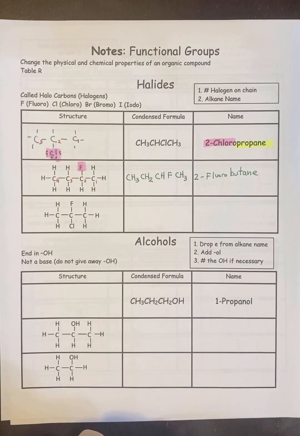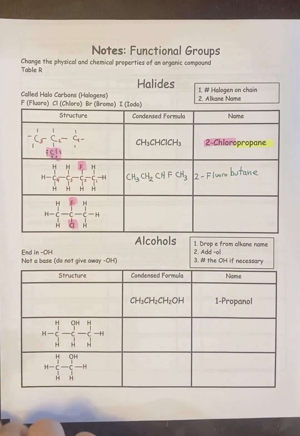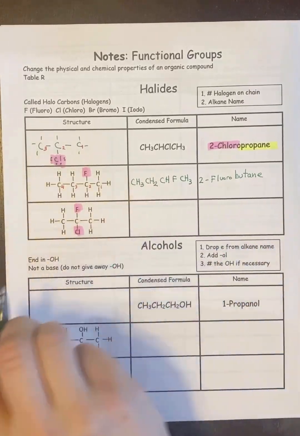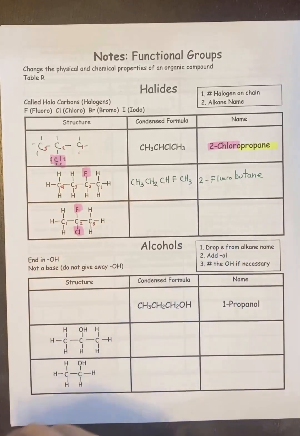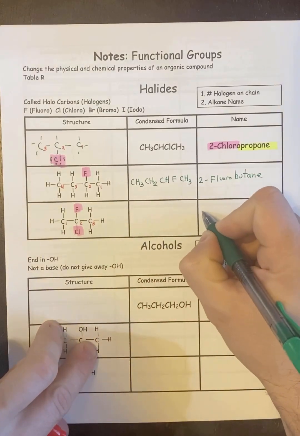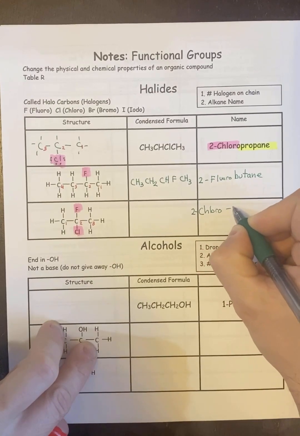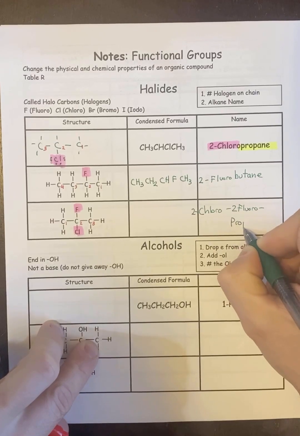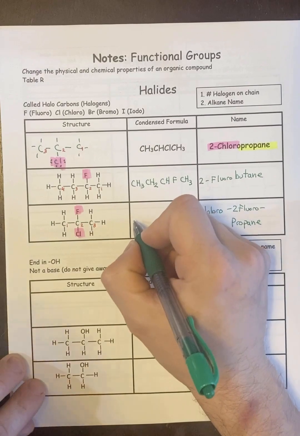For the last one, there are 2 groups. There's an F and there's a Cl. So we're going to call it, and again, how we number it doesn't matter because they both happen to be on the middle one. So if I numbered it this way, great. If I number it the other way, it's 2 either way. So this is going to be called 2-chloro, 2-fluoropropane condensed. It's going to be looking like this.